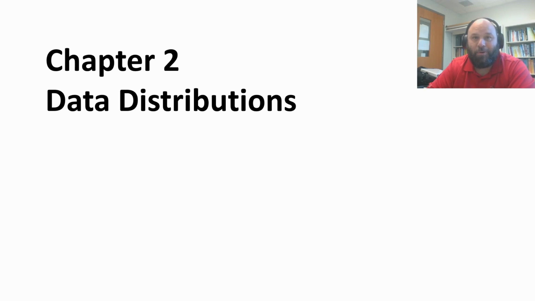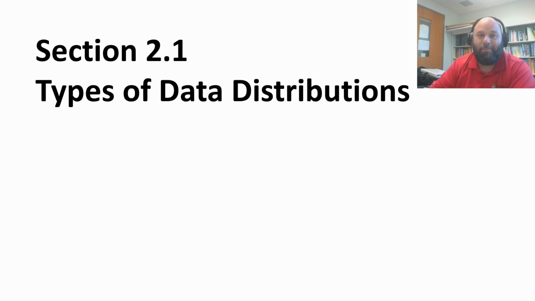In this chapter, we're going to describe data distributions. In other words, we're going to look at how data is distributed and figure out how to describe it. And how we describe it is going to depend in some sense on its shape. In this first section, we are going to talk about some of those shapes, in other words, types of data distributions.